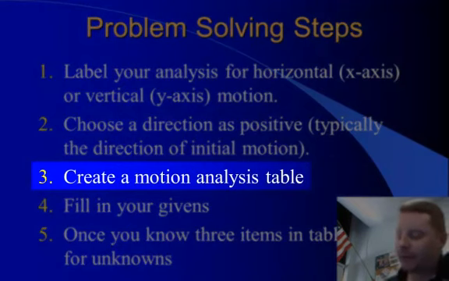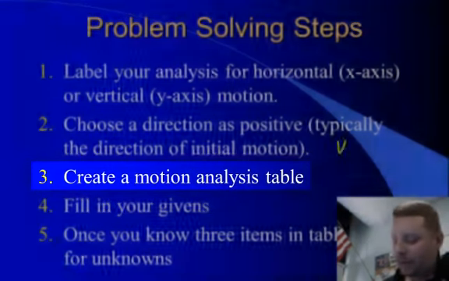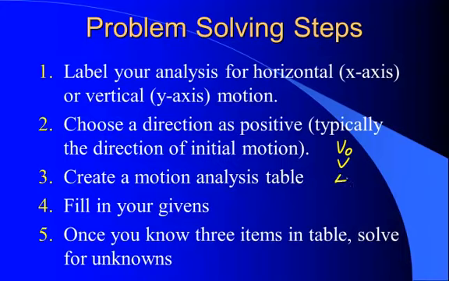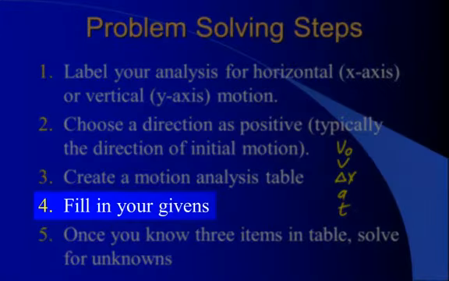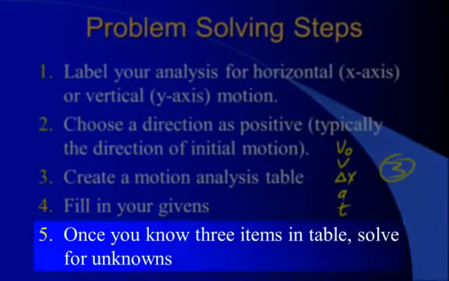Next, we'll create a motion analysis table where we write our v0, v, delta x, a, and t, and fill in the information we know, our givens. Finally, when we know any 3 items in this table, we can always solve for the other 2. Let's see how this works in practice.